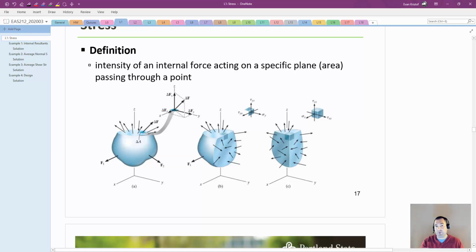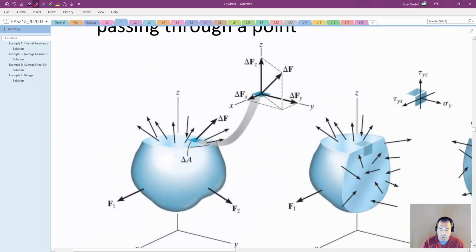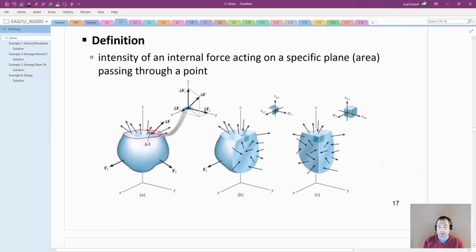So if we're taking a cross section or a section cut through a body, when we're talking about a stress, we're talking about an infinitesimally small area, not the entire cross-sectional area of that cut, not like this circle type shape. We're talking about a specific differentially small element that we're trying to calculate the force acting on that small area divided by the area itself. And so this becomes a limit basically.